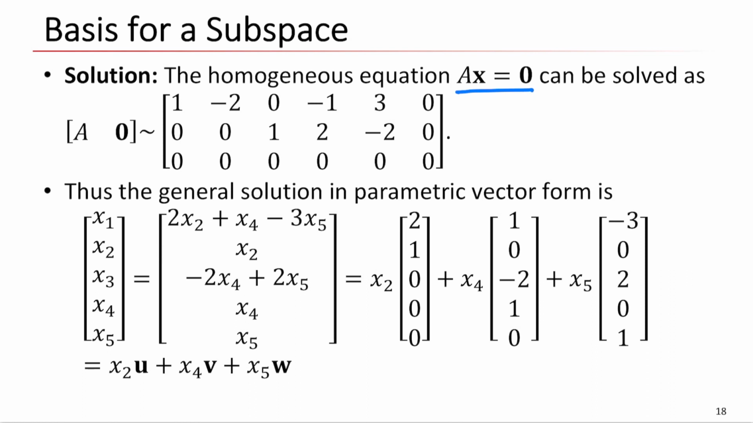Let's do that. The homogeneous equation Ax equals 0 can be solved as follows. In other words, A and 0 form the augmented matrix, right? We can row reduce this augmented matrix to the echelon form or the reduced echelon form. By using row operations, we can row reduce this original matrix, something like this. You can do this by yourself. Anyway, we have the reduced echelon form of this augmented matrix.